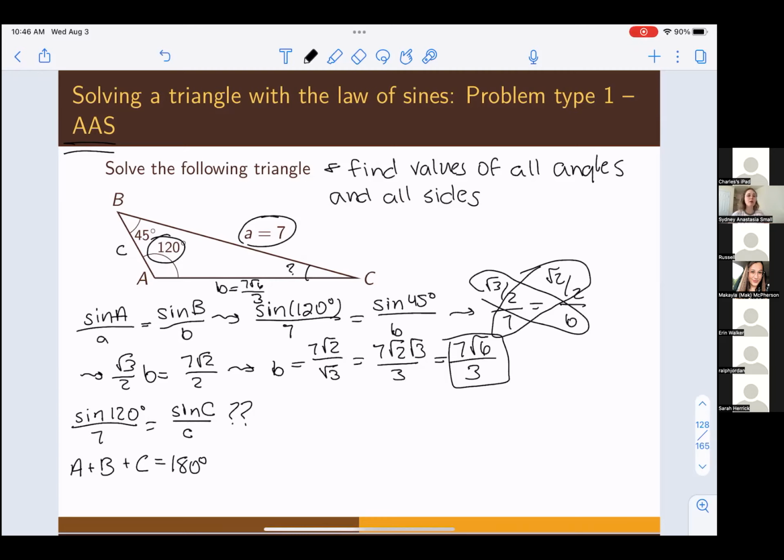We can use that fact here because we know the measure of angle A and we know the measure of angle B. We have an equation with an unknown, we can solve for C. So substituting A and B in, we get that 120 degrees plus 45 degrees plus C is equal to 180. And then subtracting 120 and 45 from both sides, we get that C is equal to 15 degrees. So this right here is 15 degrees.